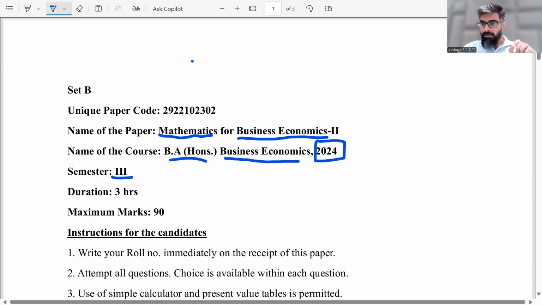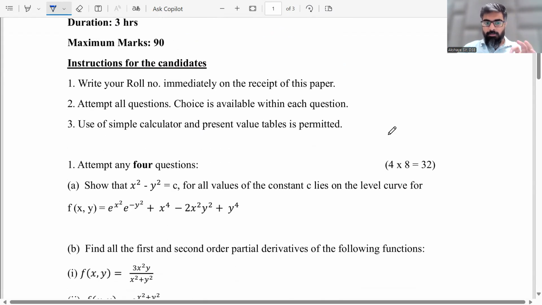Okay, remember it's a 3-hour paper for 90 marks. And in this particular lecture I'm going to solve question number 1. Although it says attempt any 4 questions, there are choices given in the question paper, but I will be solving all questions in my lecture videos for this particular question paper. So in this lecture, let's quickly start with the discussion of question number 1.